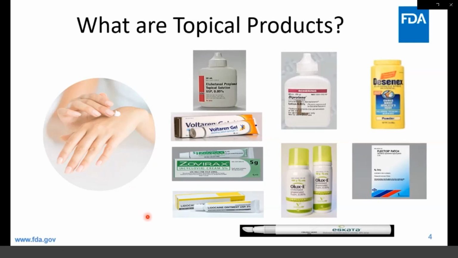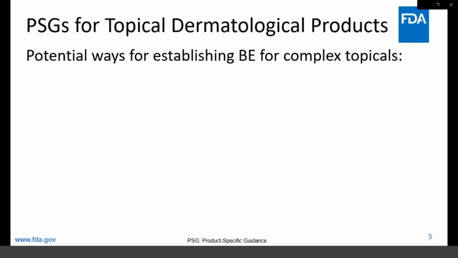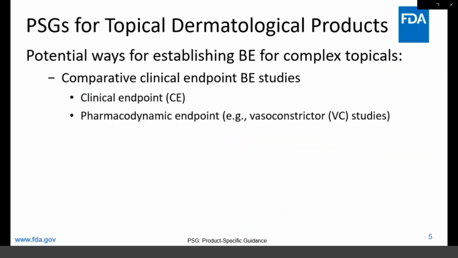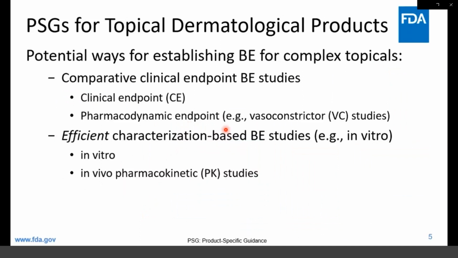So now that we have talked a little bit about what we need to understand from these dosage forms to build the models, let's look at how have we established BE. Historically, we have utilized either comparative clinical endpoint studies or vasoconstrictor studies for establishing BE. And more recently, we utilize what we call efficient characterization-based approaches, which may comprise of in vitro and or in vivo pharmacokinetic studies for establishing BE.